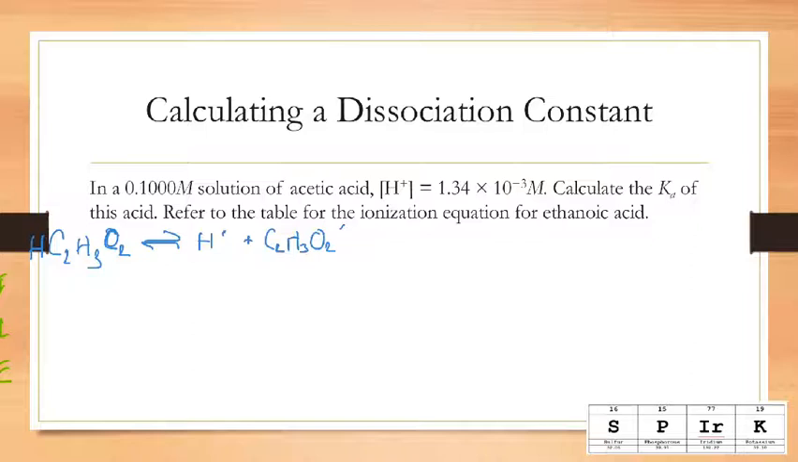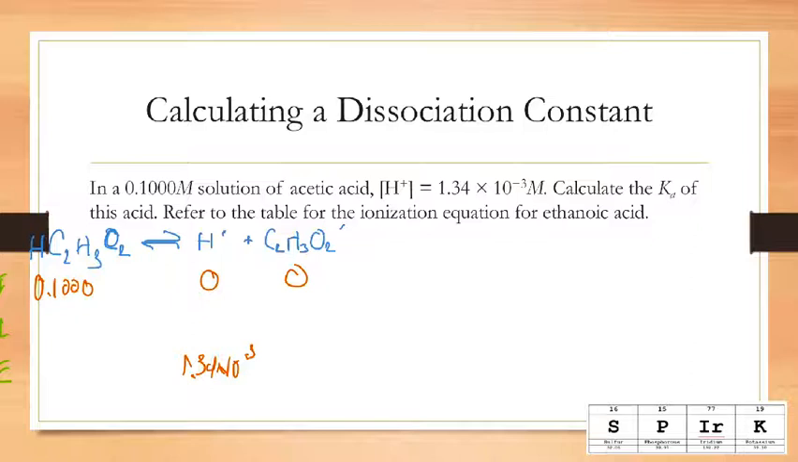Initially, we have a concentration of 0.1000 for acetic acid, and we have no H plus ions or acetate ions. What we do know is that at equilibrium, the concentration of H plus is 1.34 times 10 to the negative 3. So we write that on our equilibrium line.